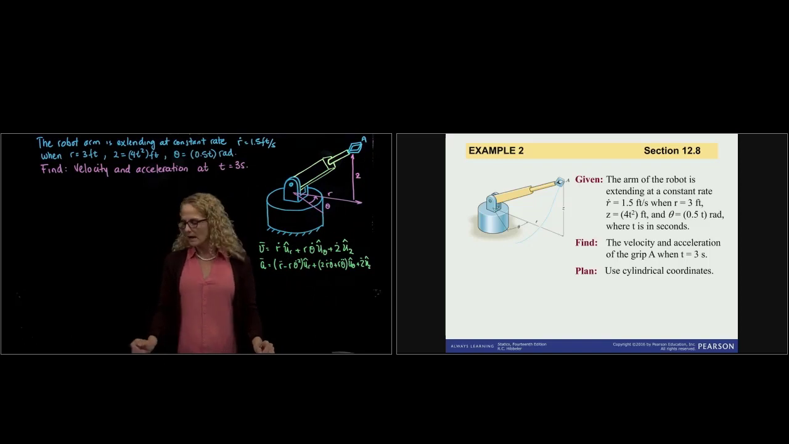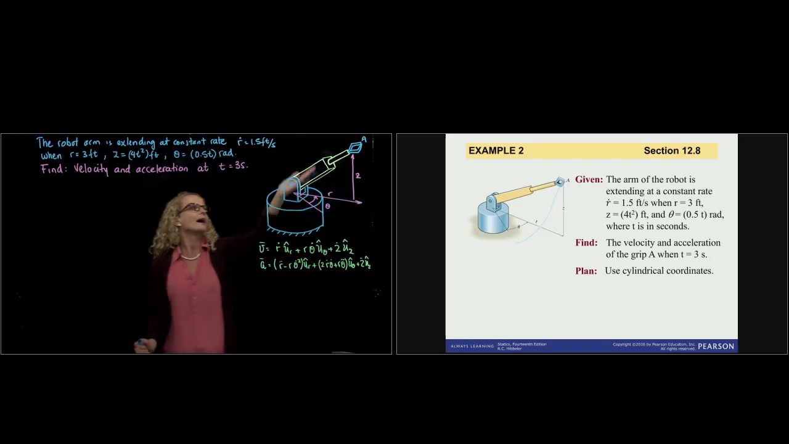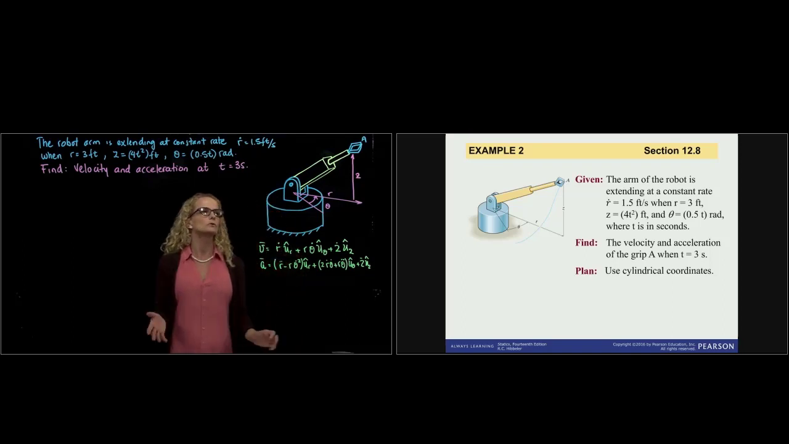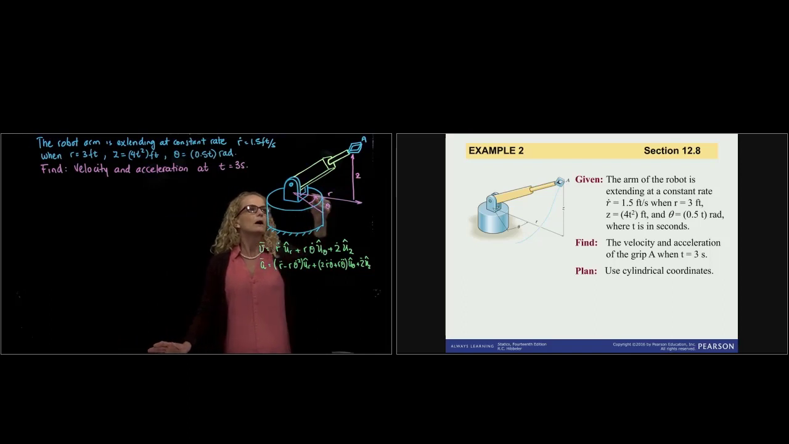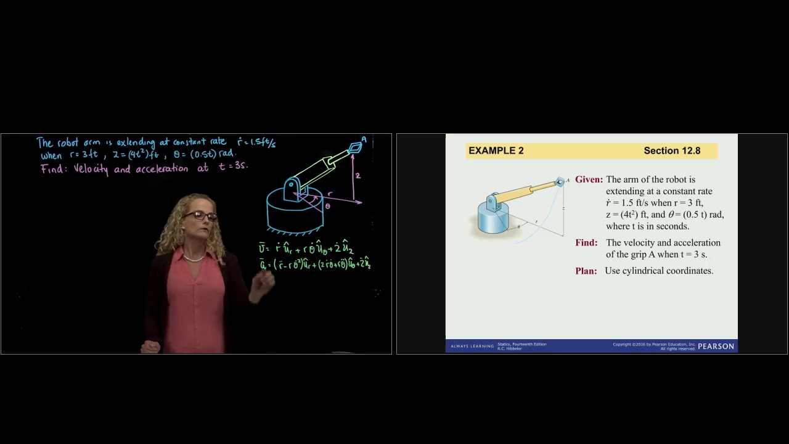They are also giving us information about z, the height of that arm, which is 4 times the time squared in feet, and information about how it rotates in theta. So this is a perfect example to use cylindrical coordinates because we are given information in theta, r, and z. I already wrote down here the expressions for velocity and acceleration, and those are in your formula sheet.